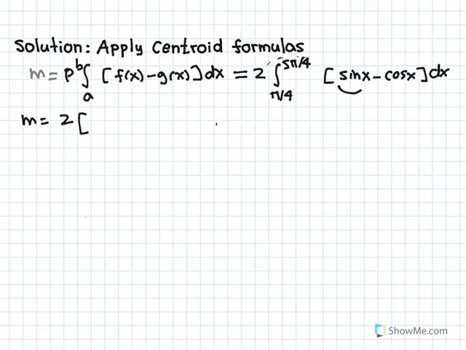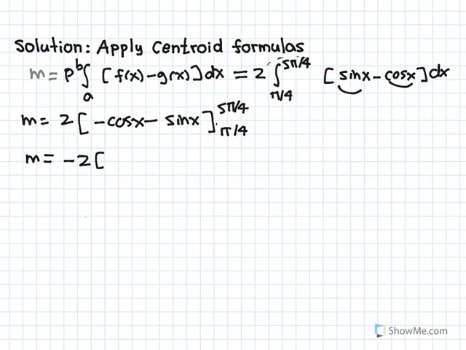What is the antiderivative of sine x? That's going to be minus cos x. And what is the antiderivative of cosine x? That's going to be sine x, evaluated from pi over 4 to 5 pi over 4. Let's factor out minus 1. It will make the computations a bit easier. So we get minus 2 times cosine x plus sine x, evaluated from pi over 4 to 5 pi over 4.